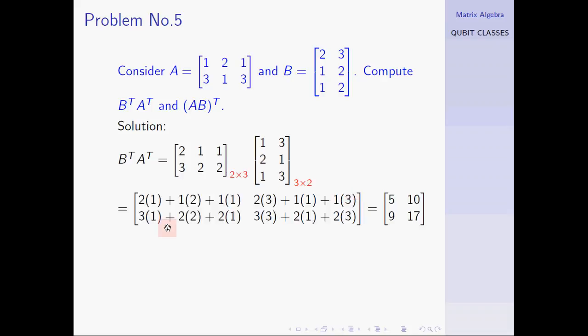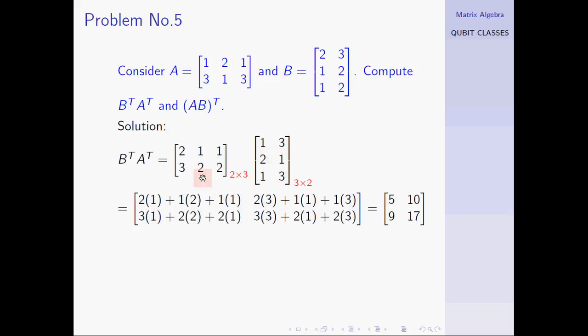Now as we did for the case of matrix multiplication in the previous problem, we will take the first row of the first matrix and the first column of the second matrix, and we will perform element wise multiplication. That will give us the element which is there in the first row and first column. So it will be 2 into 1 plus 1 into 2 plus 1 into 1. Now let's find the element which is there in the first row and second column. It will be 2 into 3 plus 1 into 1 plus 1 into 3.